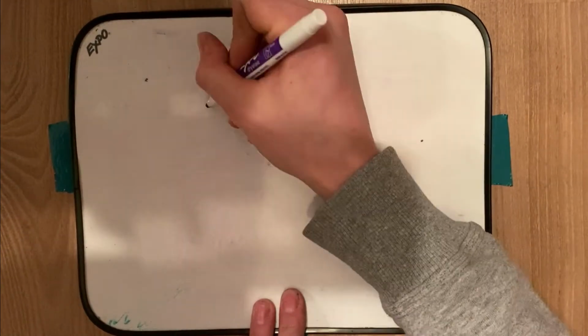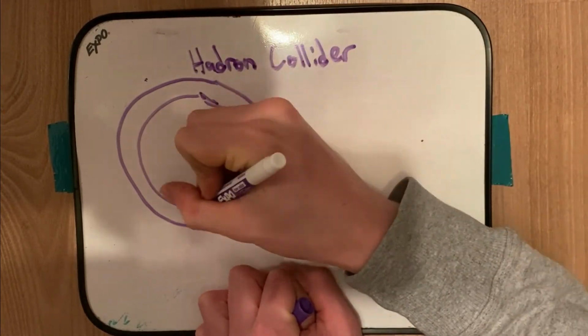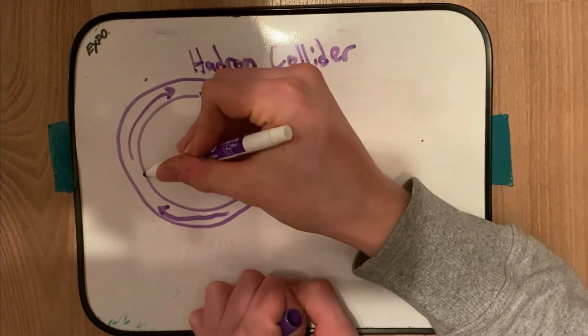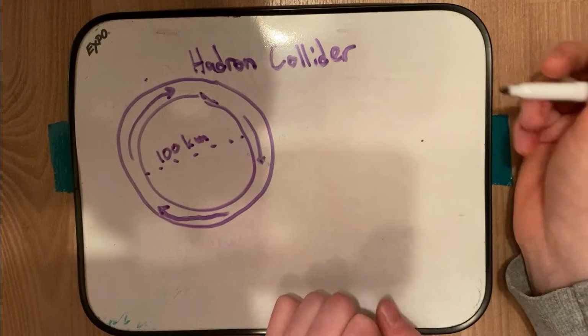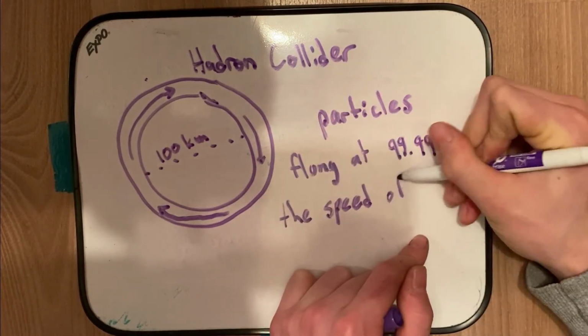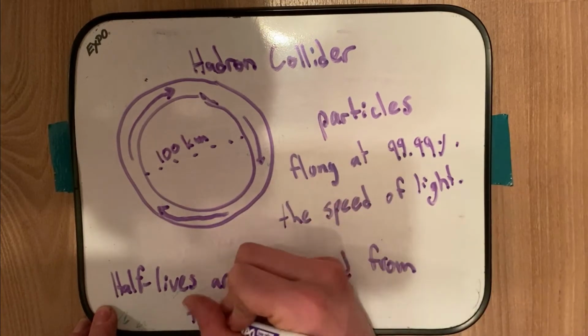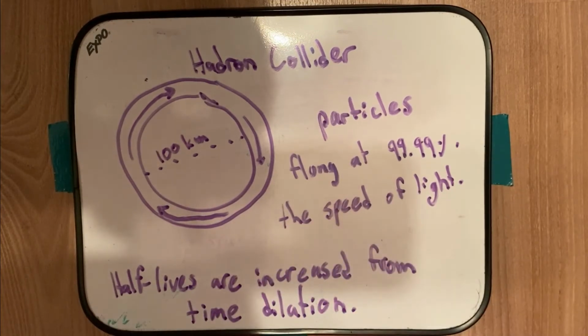The final proof of time dilation was discovered at the Hadron Collider. This is essentially a man-made replica of the proof by muons with other particles. The particles are accelerated in the collider up to 99.99% of the speed of light, and just like the muons, they are able to live well beyond their half-lives because time is moving slower for them.